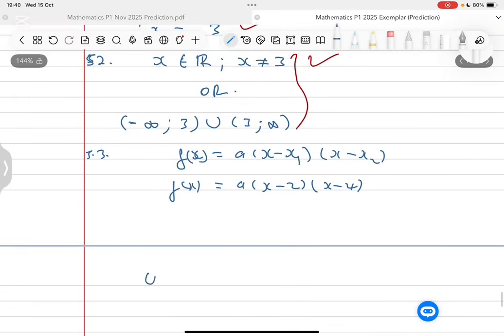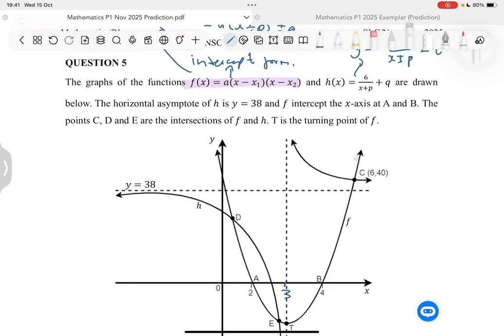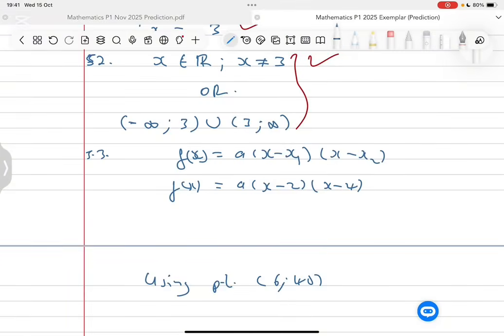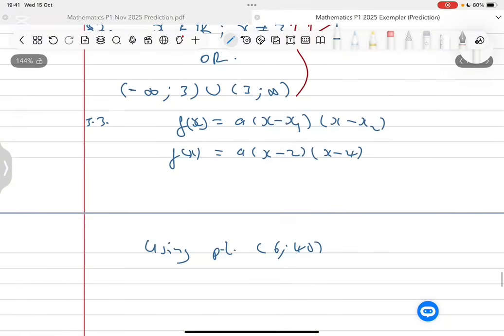Then I'm going to use a point C, which is defined by 6 and 14. Remember, point C lies on our parabola. It is a point on our parabola. So I'm going to use that point. And when we use this point, you can see that this is the x value, this is the y value. Remember that f of x here is the y value, and x would be our x value here.